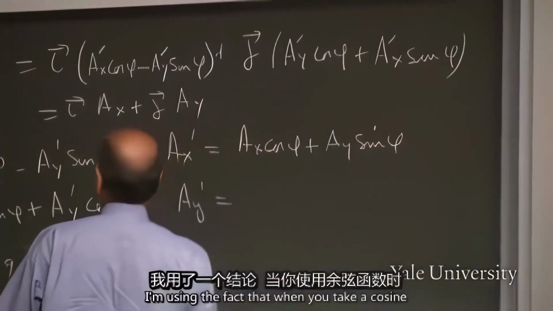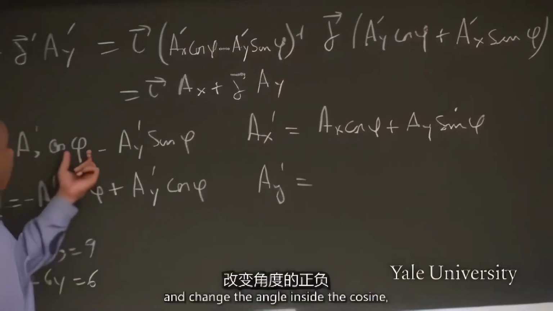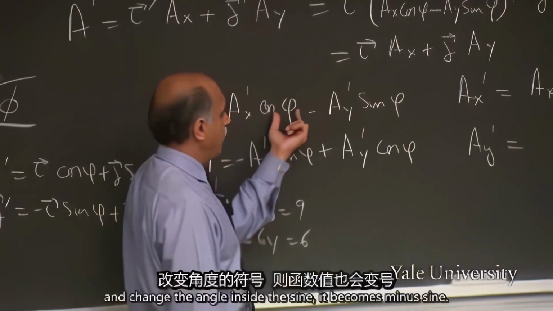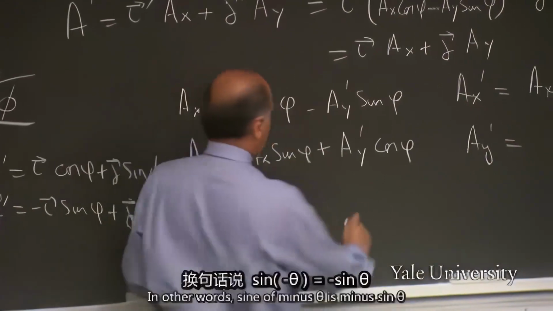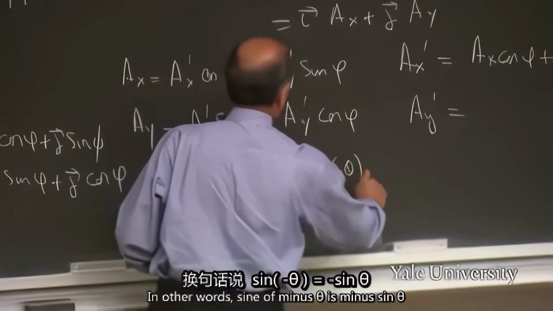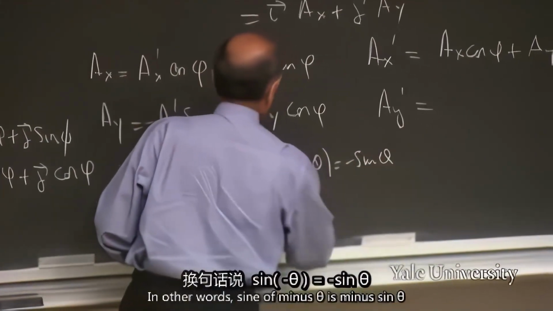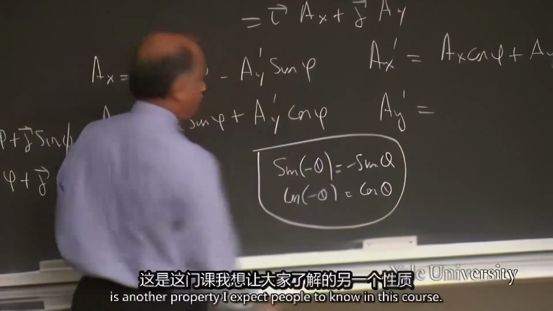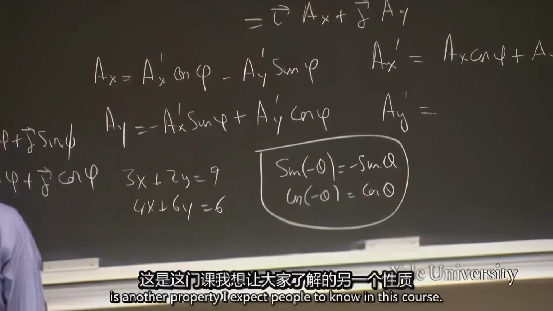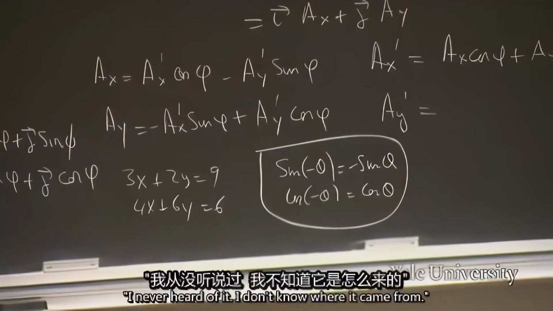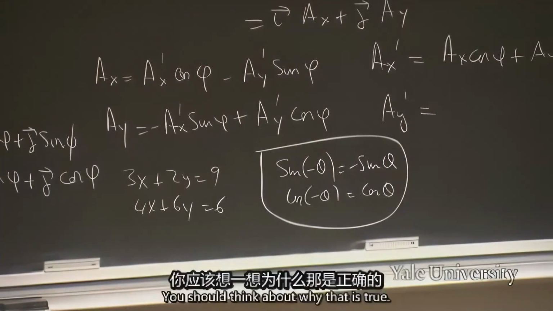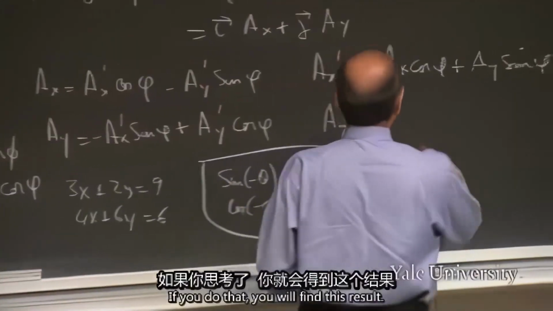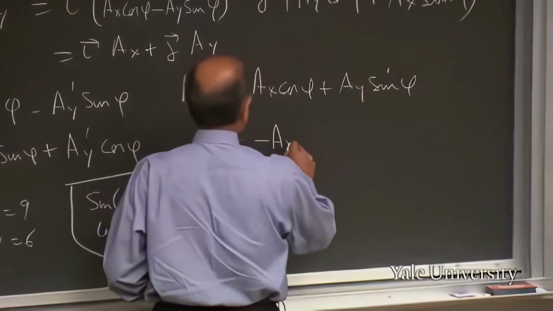I'm using the fact that when you take a cosine and change the angle inside the cosine, it doesn't care. Whereas if you go to the sine and change the angle inside the sine, it becomes minus sine. In other words, sine of minus theta is minus sine theta, and cosine of minus theta is cosine theta. These, by the way, are another property I expect people to know in this course. You cannot say, I've never heard of it, or I don't know where it came from. You should think about why that is true. Okay, so if you do that, you will find then this result.